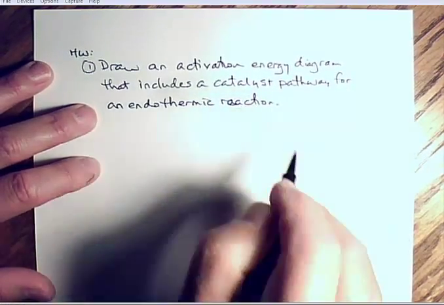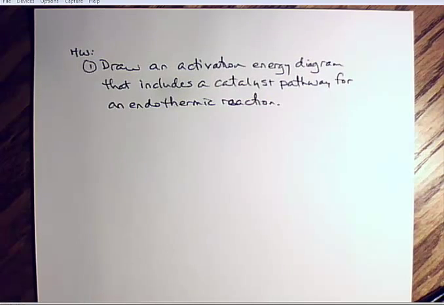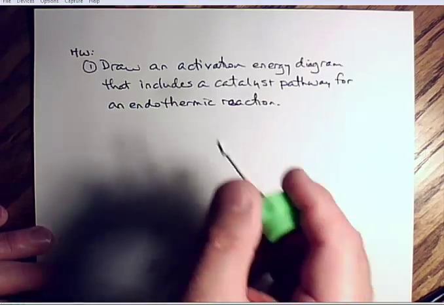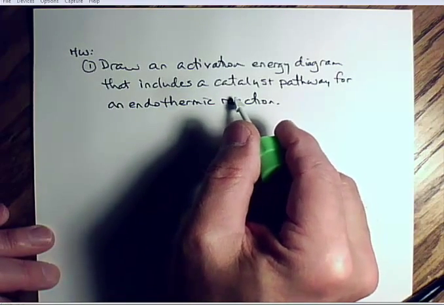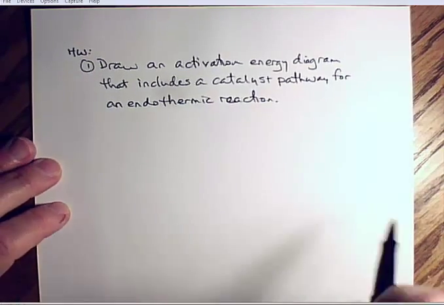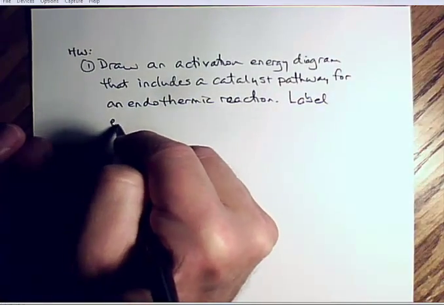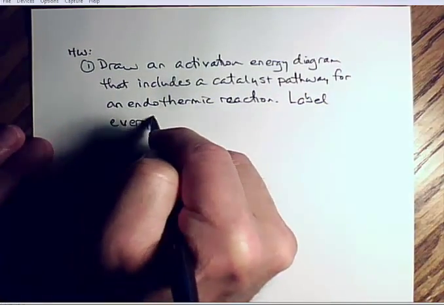Okay? So I showed you an endothermic reaction with no catalyst pathway. You're going to create that for homework. Okay? It shouldn't be hard, but you need to label everything, okay? Everything needs to be labeled on there. Because the more times you label things, the more likely you are to remember it when the time comes that you have to use it. Okay? Label. Let's just make it easy. Everything.